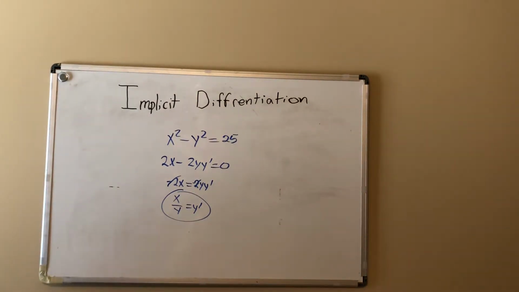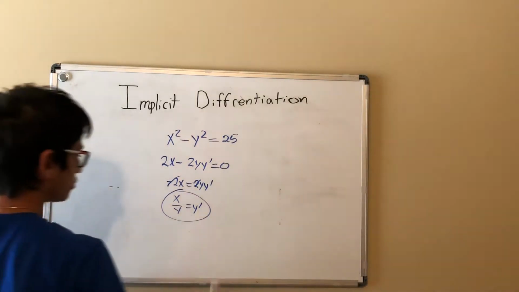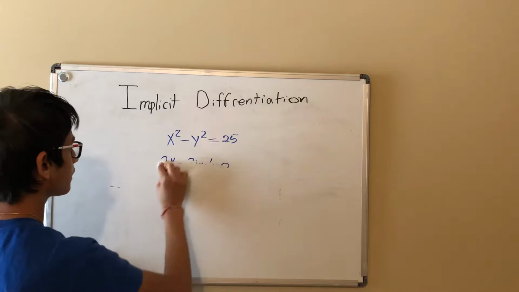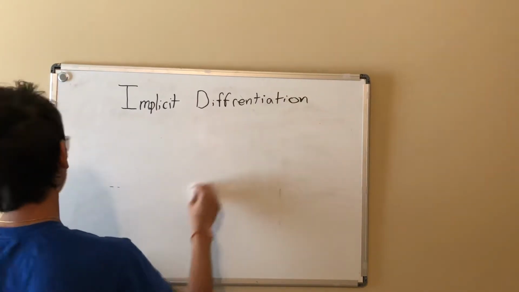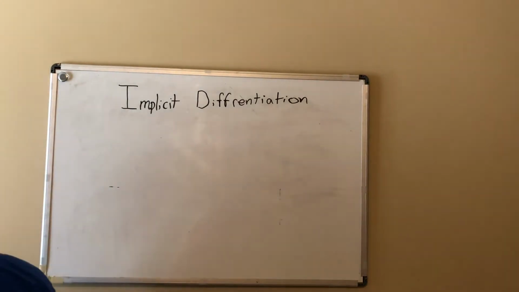Now let's move on to question number 21, because 21 is actually a different type of question. It's asking you to evaluate the derivative at a point. So back to the black marker.